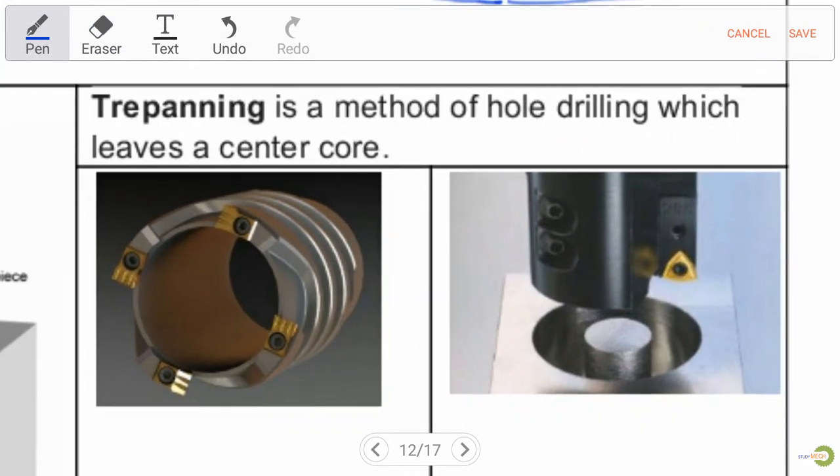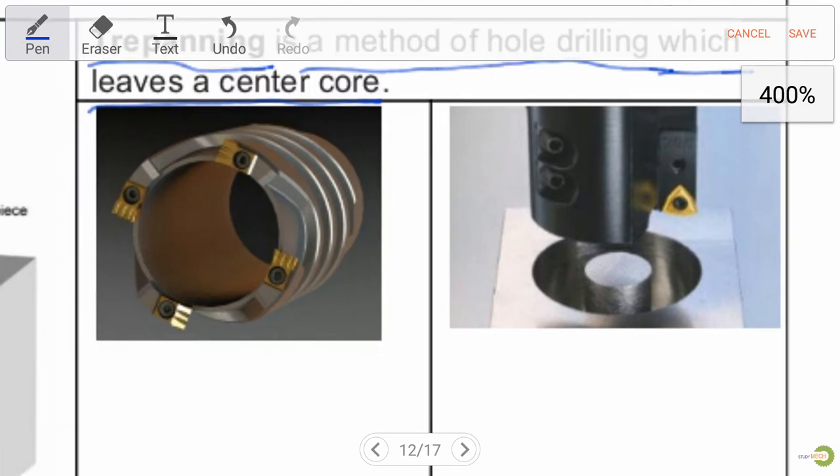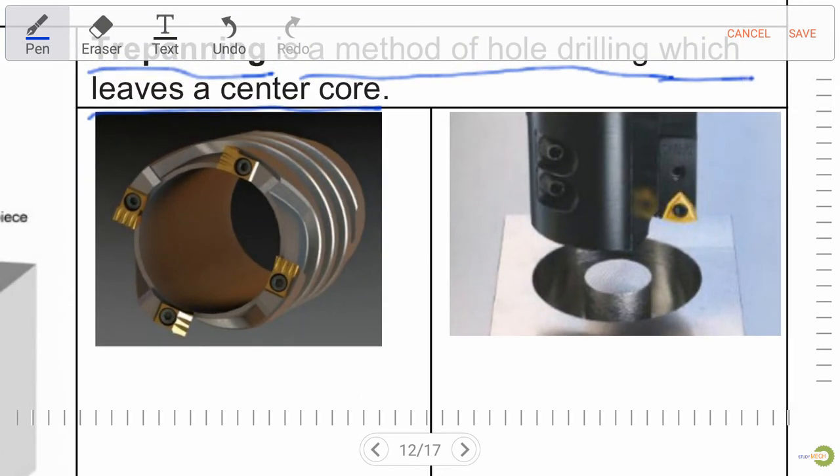Okay, now another process is trepanning. Trepanning is a method of hole drilling which leaves a center core. In the right side figure, first of all this is our workpiece, and at the center we have a core, and we also have a cavity. Now how is the cavity developed?